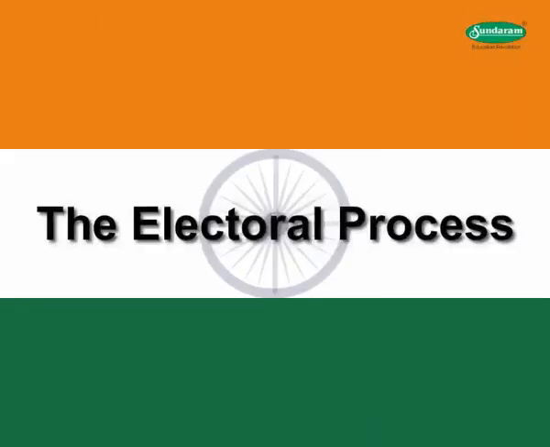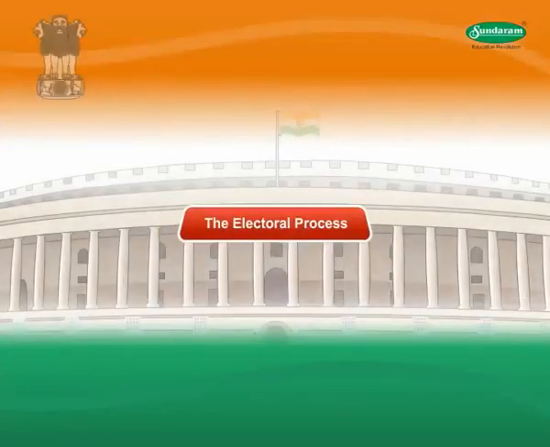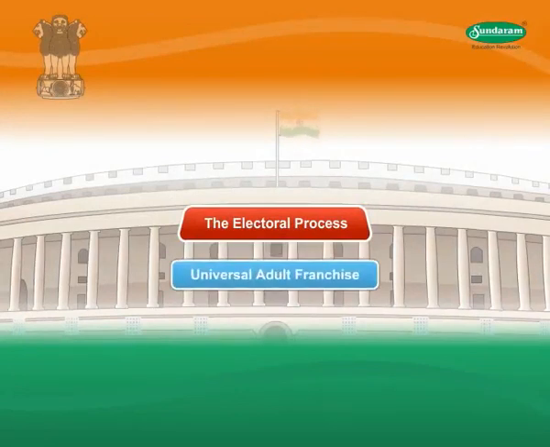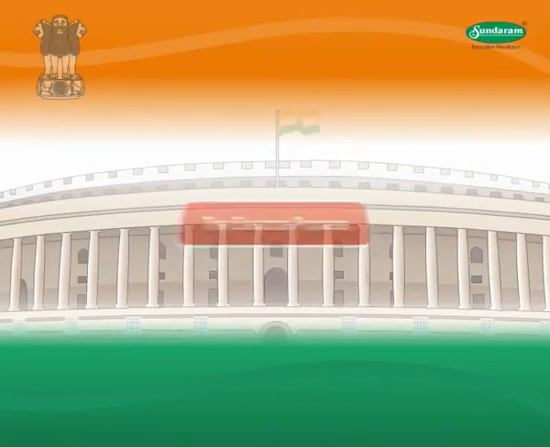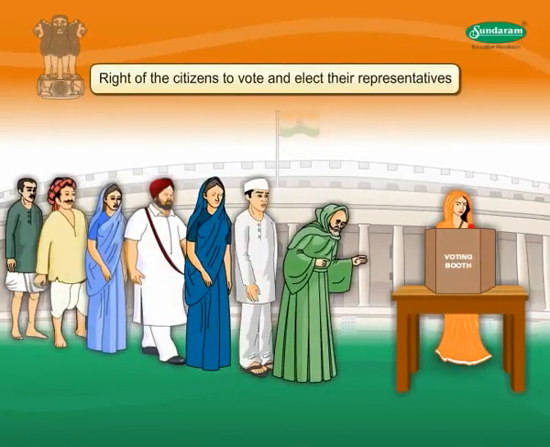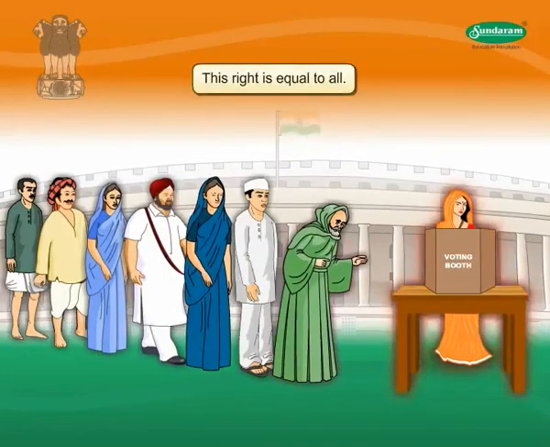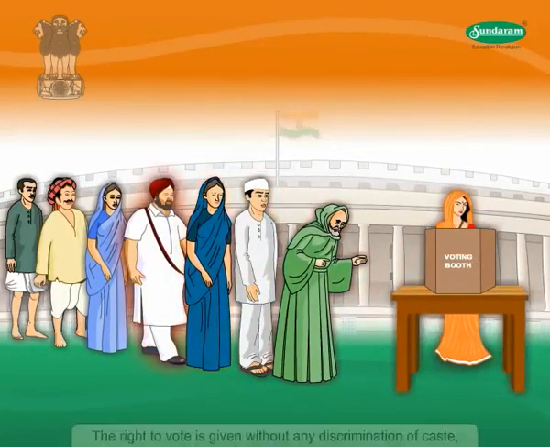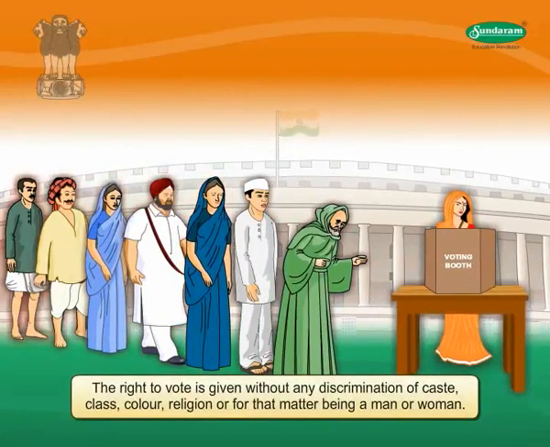The electoral process. Now let us understand the meaning of all the concepts related to the electoral process. First, let's take up universal adult franchise. Franchise is the right of the citizens to vote and elect their representatives. This right is equal to all. The right to vote is given without any discrimination of caste, class, color, religion, or for that matter, being a man or woman.